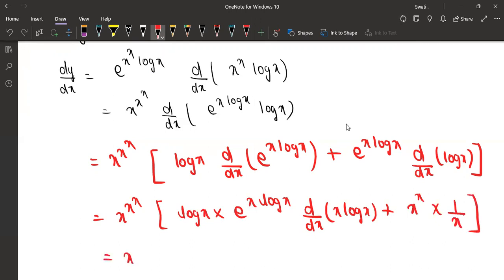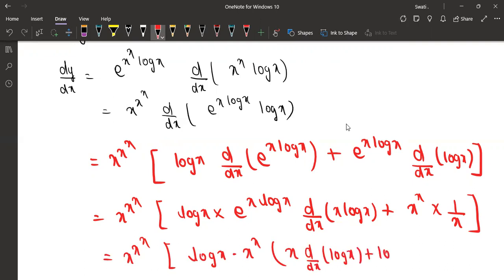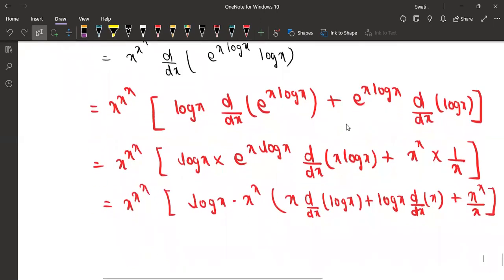So this will become x raised to x raised to x. This will become log x. Again, here this e raised to x log x we can write down as x raised to x. And here again by using the product rule, x as it is doing the derivative of log x, plus log x as it is and doing the derivative of x. And here we are getting x raised to x upon x only. And we can close the bracket.